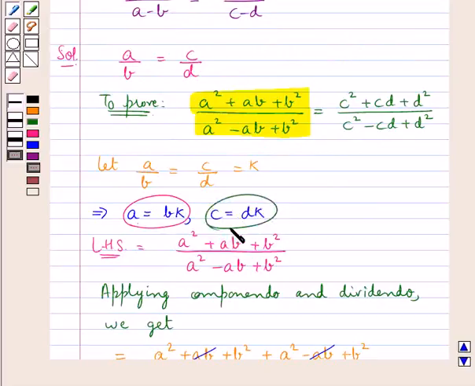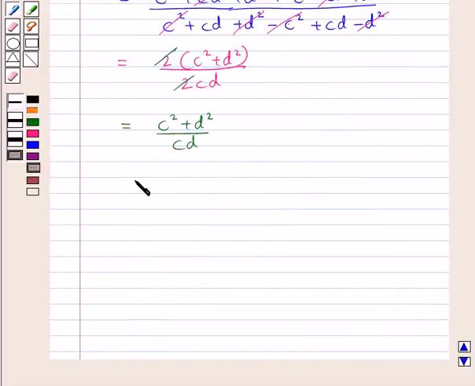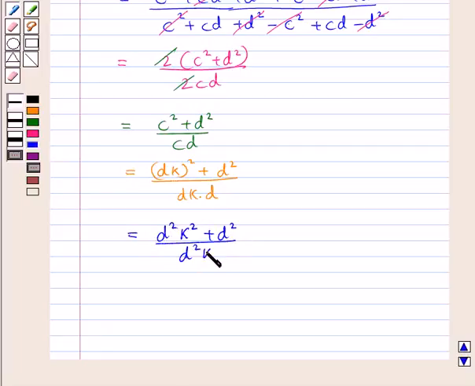We know that C is equal to DK. So in place of C, we put DK. So this is equal to DK whole square plus D square, this whole upon DK into D. So we get this is equal to D square K square plus D square, and this whole upon D square K. Now further, taking D square common from the numerator, we get D square into K square plus 1 the whole upon D square K. This D square cancels, and we are left with K square plus 1 whole upon K. This is our RHS.